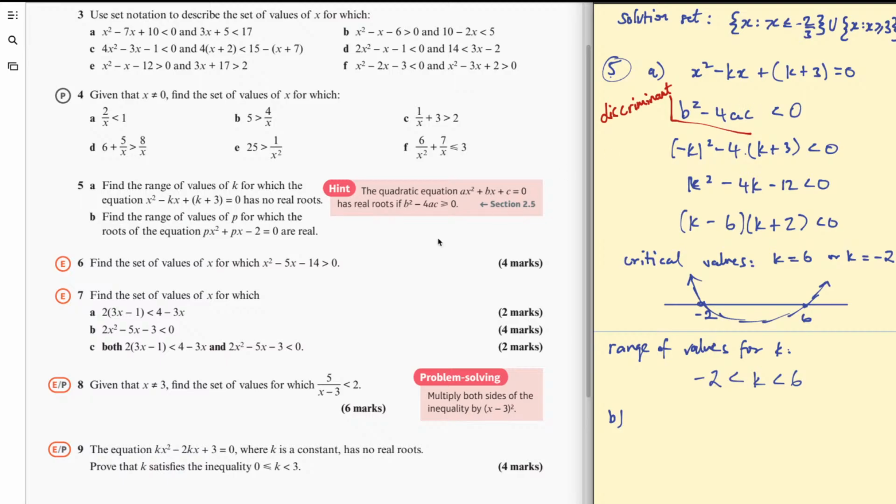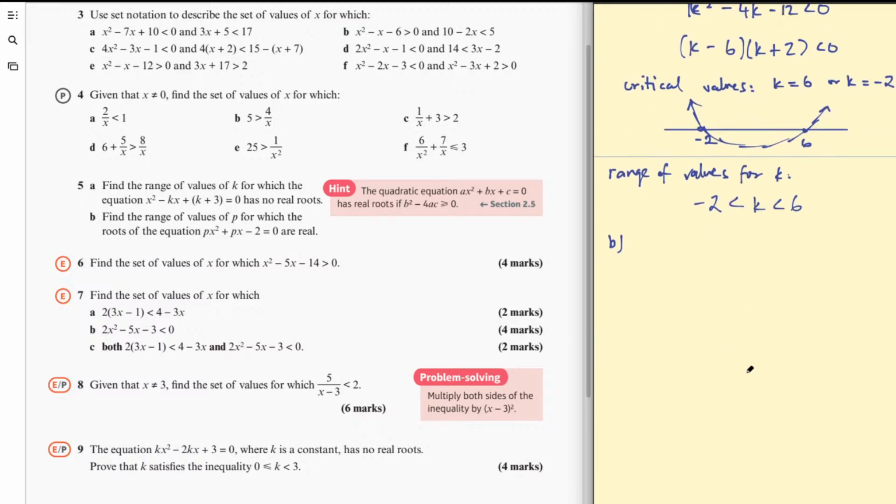Then we say if it has no real roots, the discriminant is less than 0, and we plug the b and the a and the c in, and we get a range of values for k. Okay.